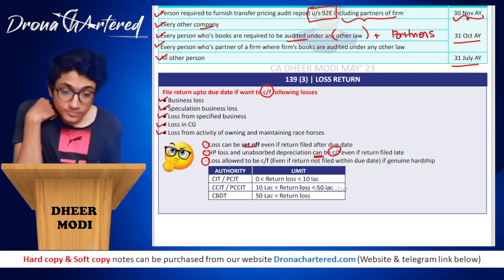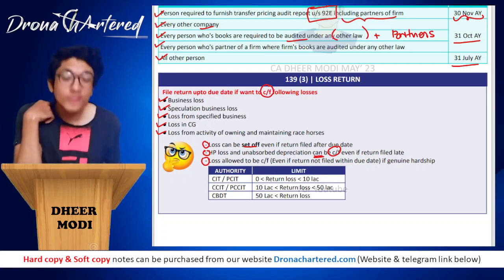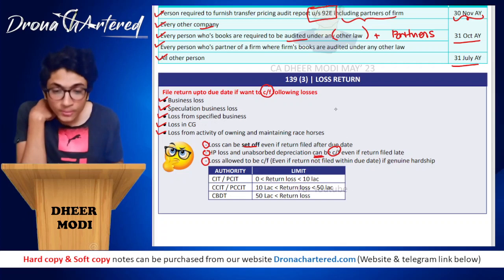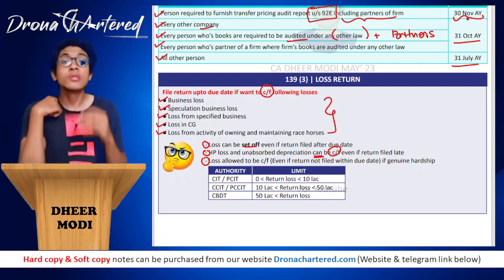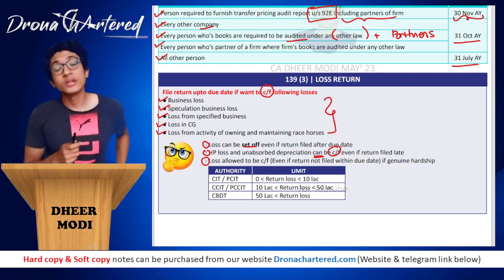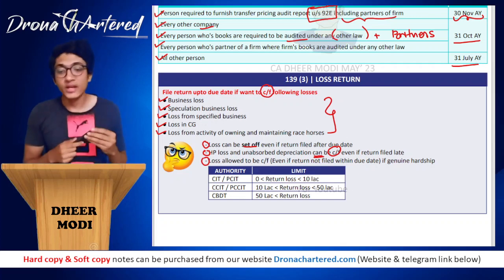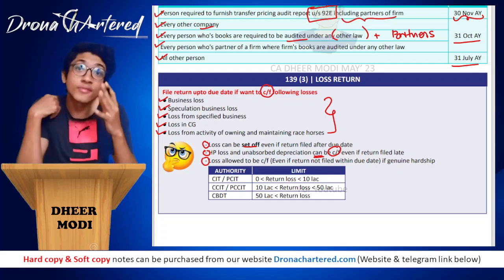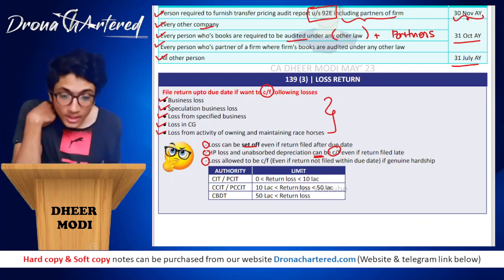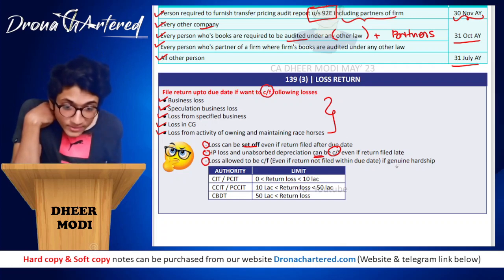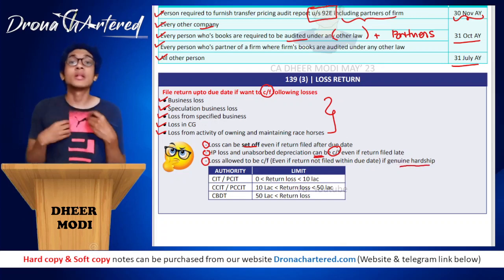Next, loss allowed to be carried forward even if return is not filed within due date. Which losses are we talking about? We are talking about these losses. So your income tax department will allow you to carry forward these losses if and only if you prove that there was genuine hardship, that is, for particular reasons.